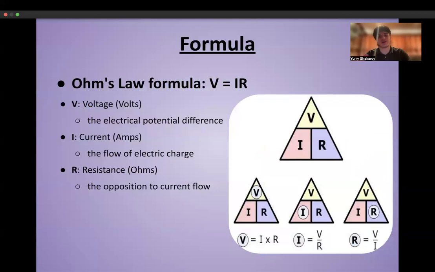This is a formula triangle for Ohm's law that was extremely helpful for me for visualizing the relationship between the three different components. Using the triangle, we can easily build any of our equations for voltage, current, or resistance.